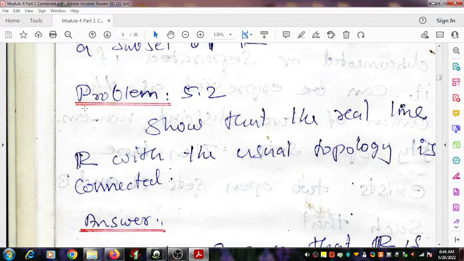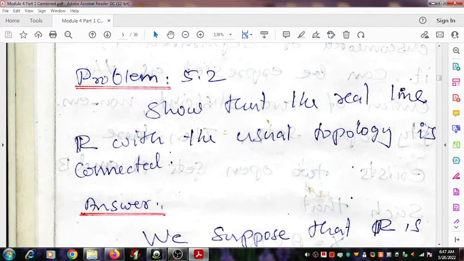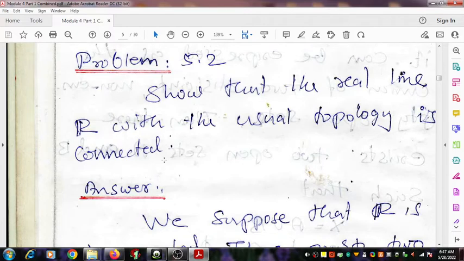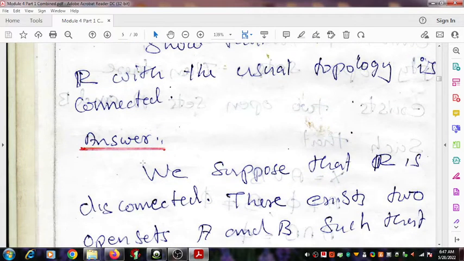Now we discuss two problems on connectedness or disconnectedness of the real line and a subset of the real line. In the second problem we will discuss the connectedness of a closed interval, that is a subset of the real line. So first we see that the real line R with the usual topology is connected. We want to show that R is connected with the usual topology.